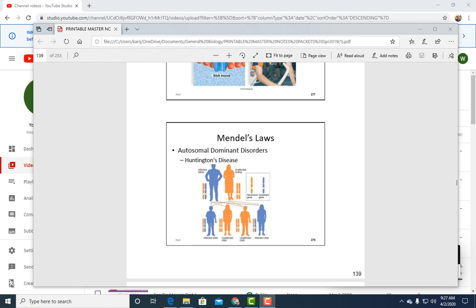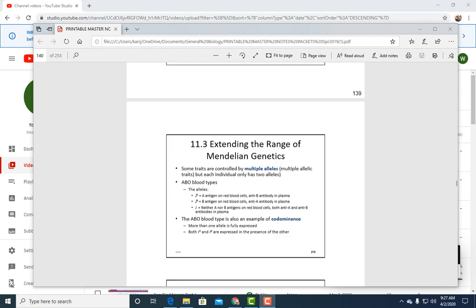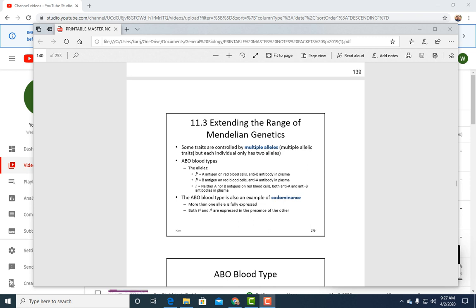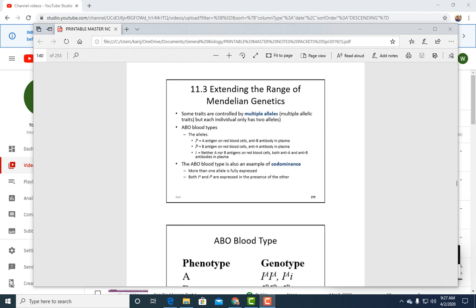Some traits are controlled by multiple alleles, which means it's not just one allele that we can follow through a pedigree using a Punnett square. For example, our blood types. We have blood type A, we have blood type B, and then we have individuals that have neither A nor B, so we call them blood type O. There are 3 different alleles that someone can inherit, and A and B are equally dominant. So if someone inherits the A allele and the B allele, they are type AB.